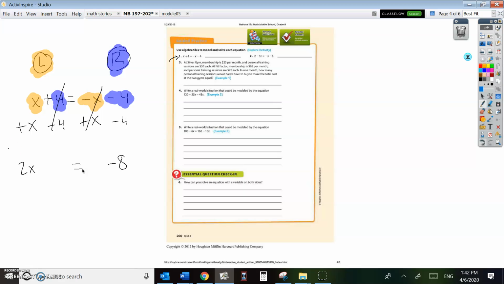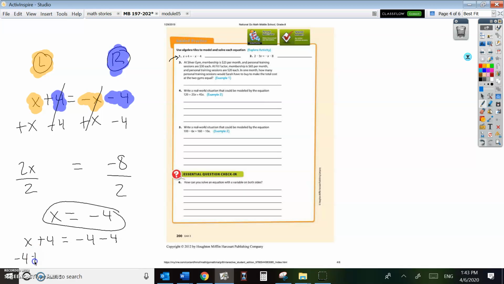Okay, this here, this is multiplication. It's 2 times the variable x. So we need to divide by 2 to simplify that. So x equals negative 4. Now put negative 4 into the original problem and see if it works. The original problem was x plus 4 equals negative x minus 4. So substitute negative 4 in for x.